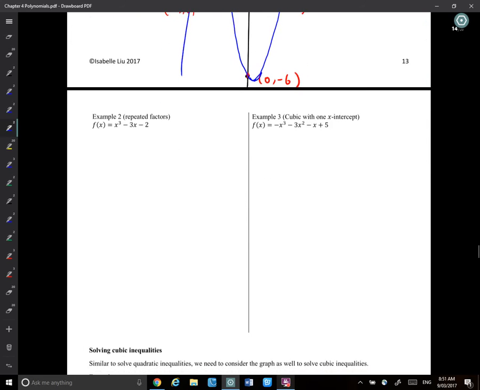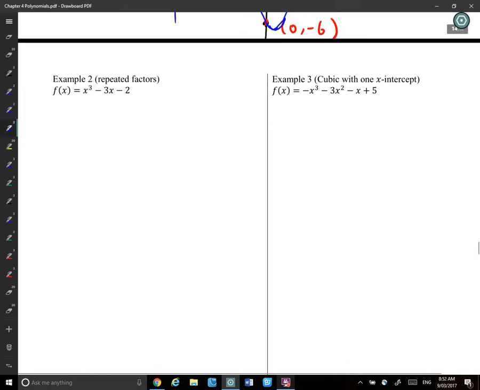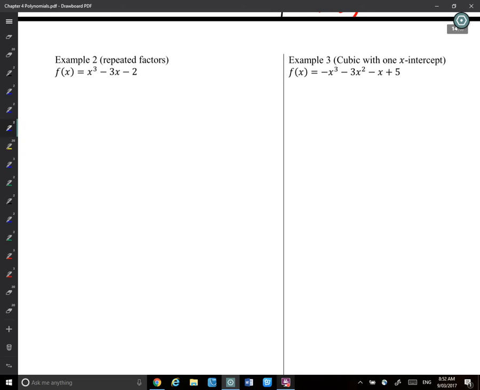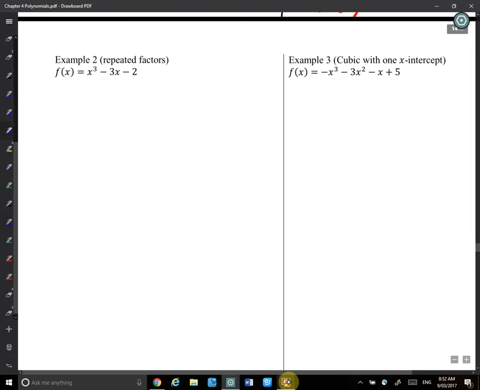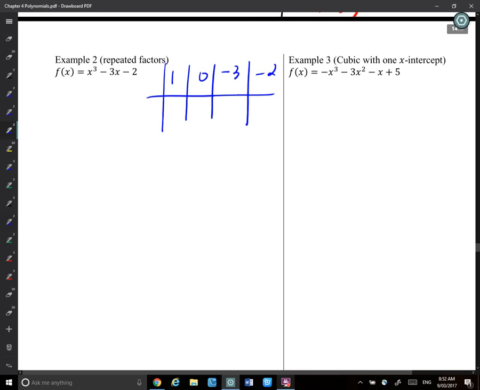But let's have a look at the next one. For the next one, it's repeated factors. I want to factorize that. Let's say we have 1, but we don't have an x squared term, so it's a 0. The x term is minus 3, the constant term is minus 2. I will try negative 1: that's 1, that gives you negative 1, that's 1 plus negative 2, that's 2 plus 2 gives you a 0.